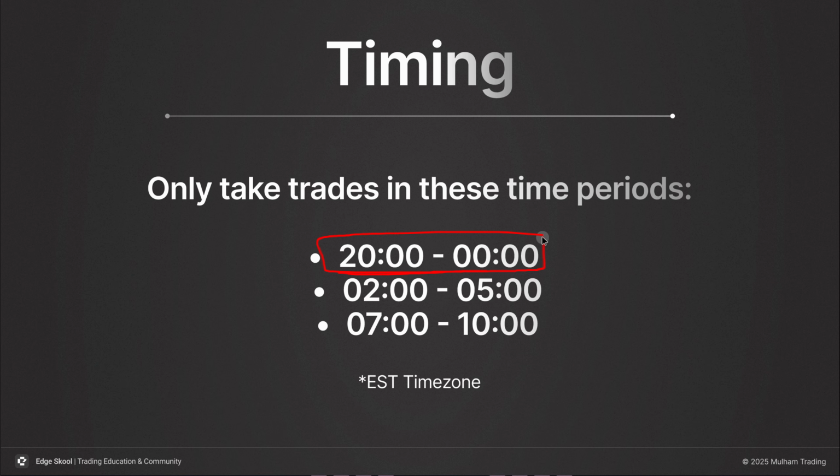And even though it's not going to be as volatile as London and New York, it has clean price action depending on the pair. And there are a lot of setups that you can take in this time period. 2 to 5 is the London session, and that is my favorite one. 7 to 10 is the New York session. All these times are in EST time zone, or New York time zone.